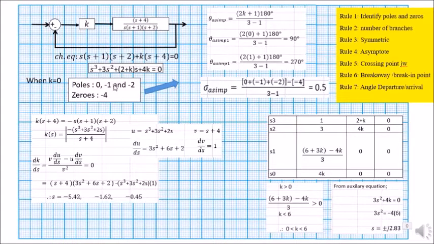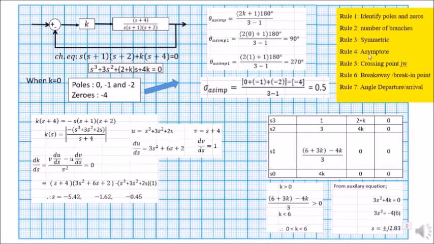Based on the information about poles and zeros, we can know the number of branches, where the number of branches is the number of poles minus the number of zeros. In this case, we have three poles and one zero, so the number of branches is 3 minus 1, which equals 2. For rule number 3, all root locus should be symmetrical about the real axis.